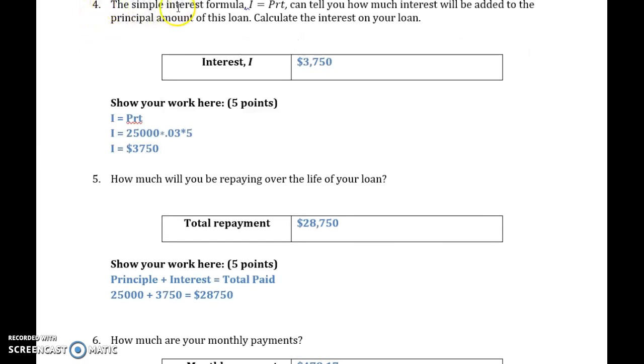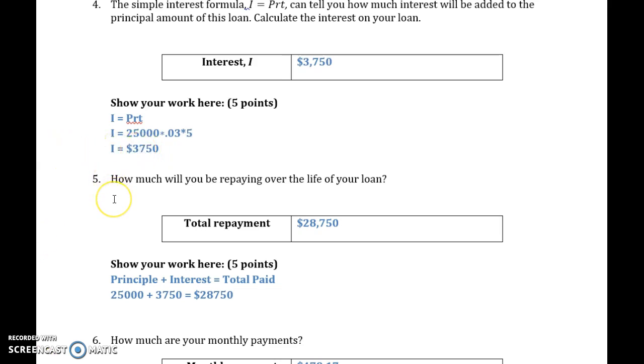For number 4, it gives you the formula that you need to use to calculate the interest. It's the principal times the rate times the time. And those are the values you picked for problems 1, 2, and 3. So just put in those values, and that's how you calculate the interest for number 4.